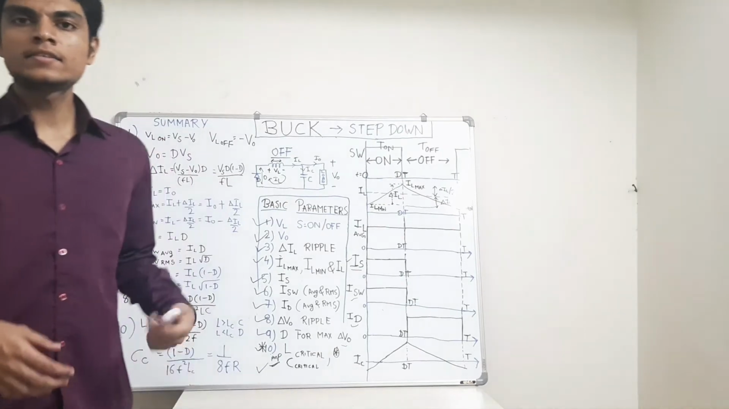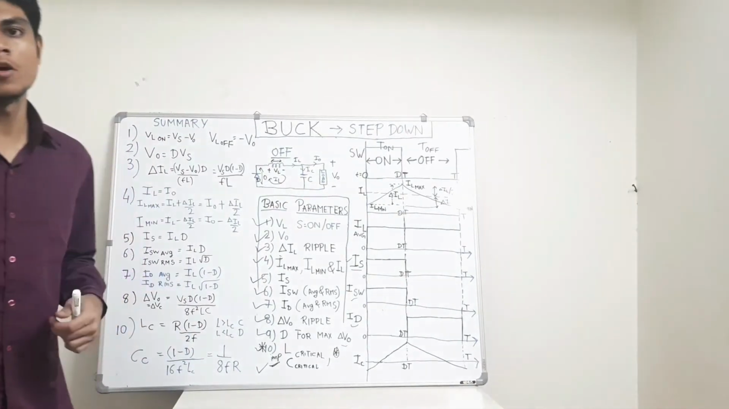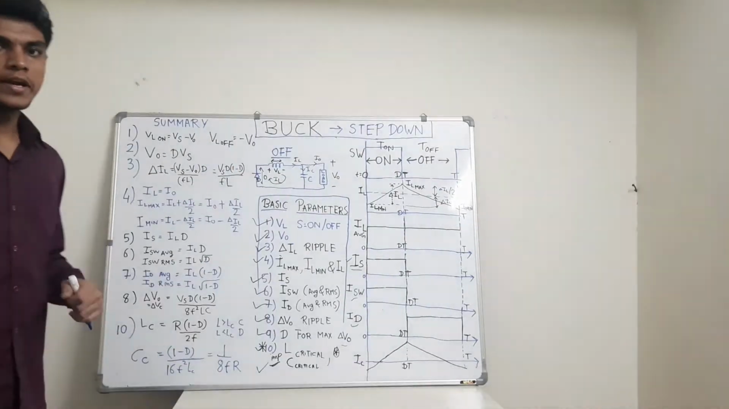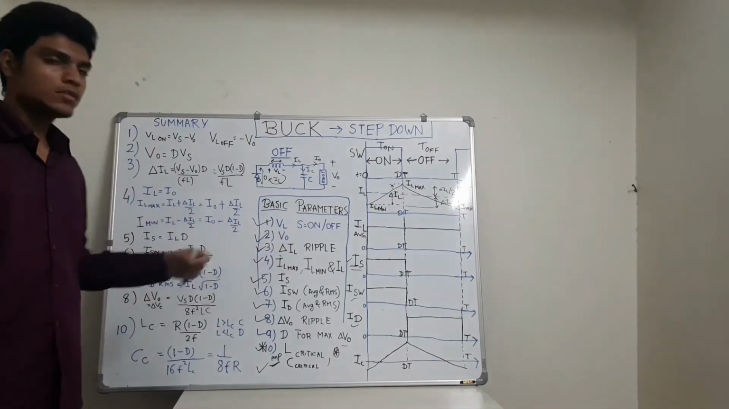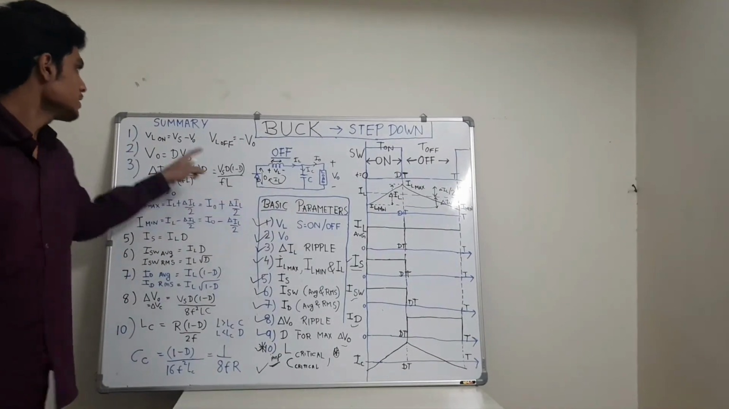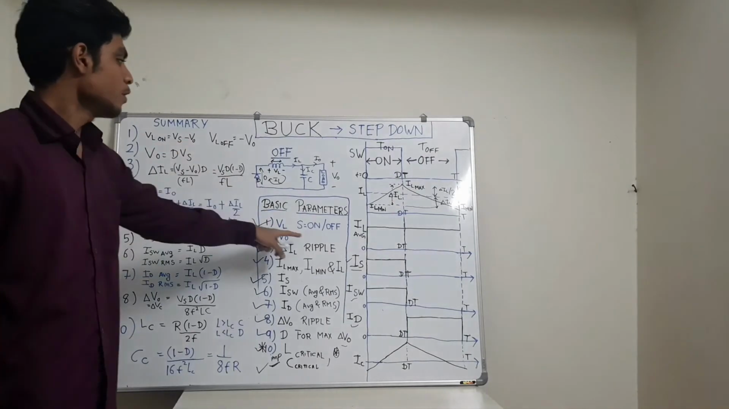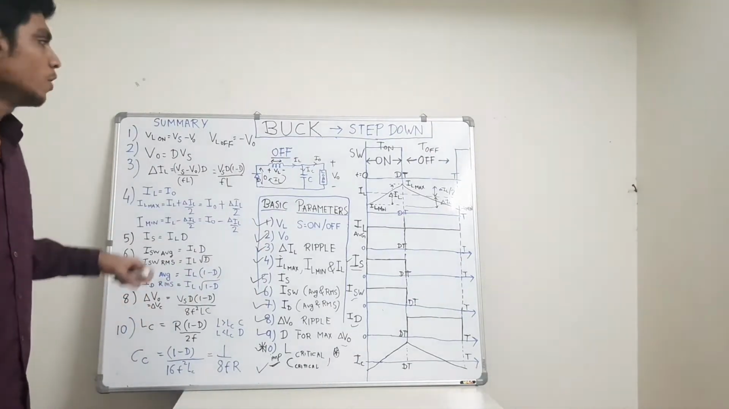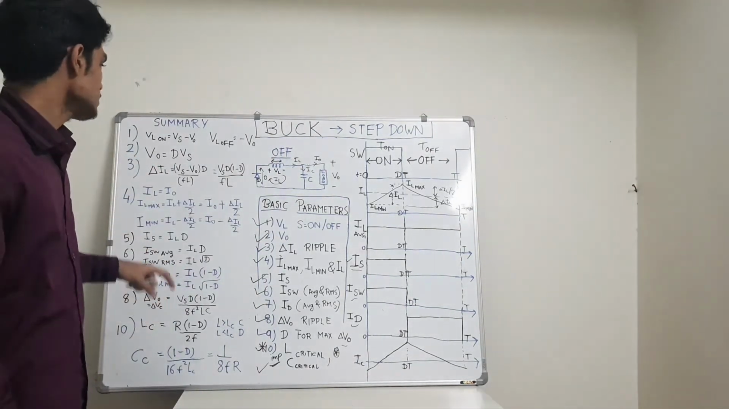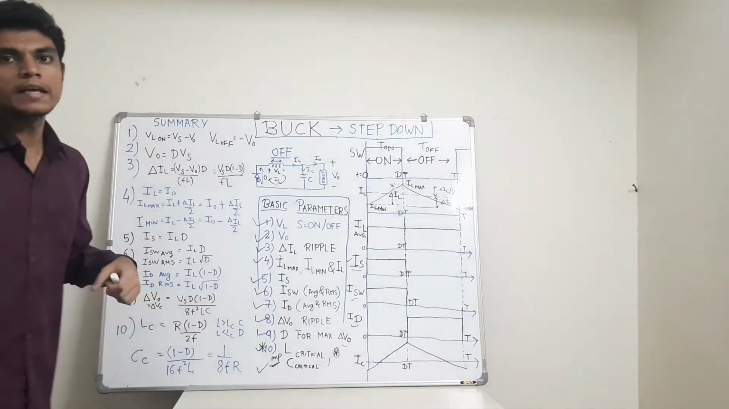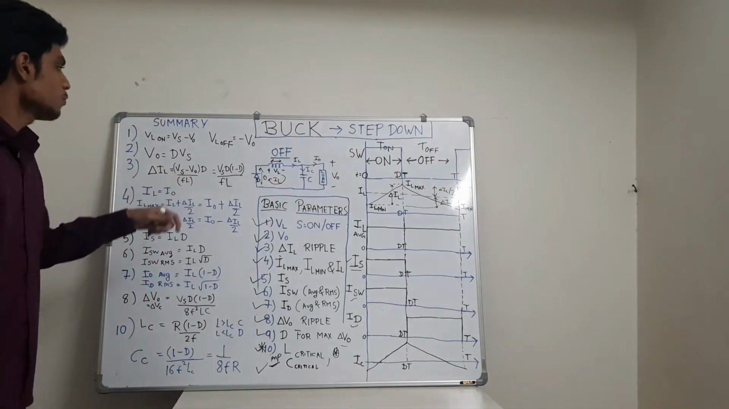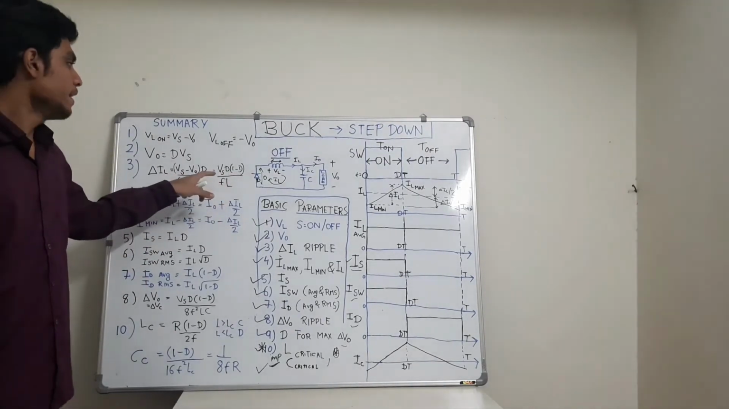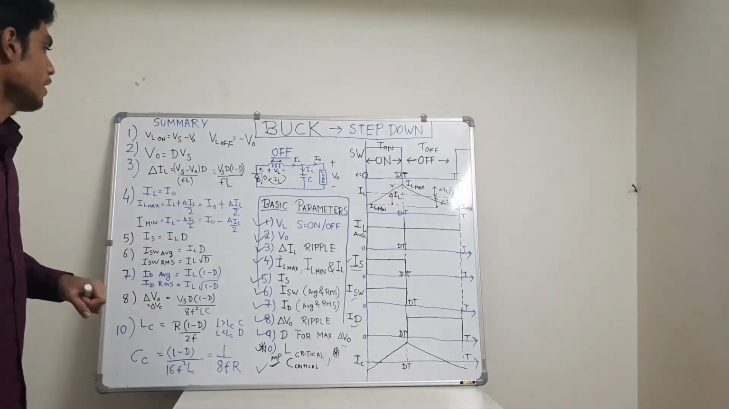At last, let's take the summary of what we learned in this video. First, we learned the basic parameters, all of which we calculated, and that was first VL. VL during on condition is equal to Vs minus V naught, and during off condition it was equal to minus V0. Second thing was the output voltage, which is equal to D times Vs. Third thing, we calculated the ripple in the inductor current, that was equal to (Vs minus V naught) into D upon Fl. We can also simplify it to Vs d into (1 minus d) upon Fl.